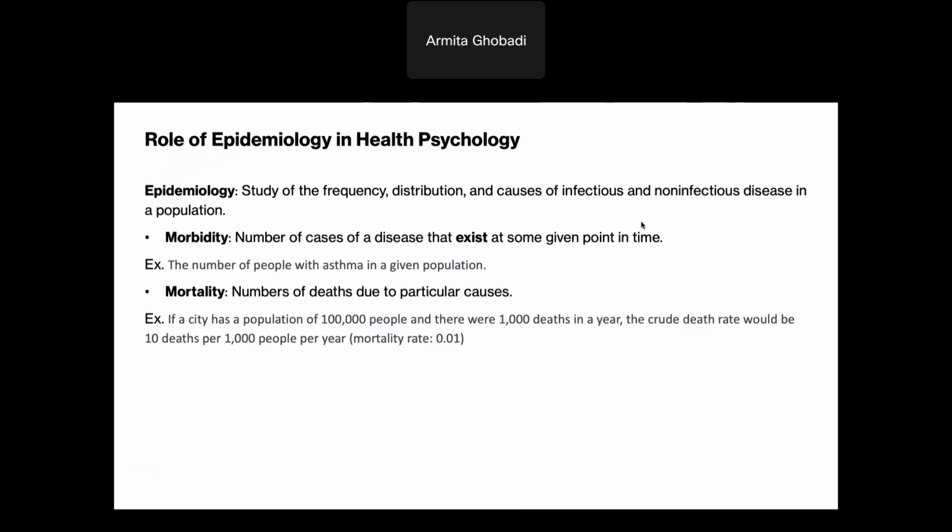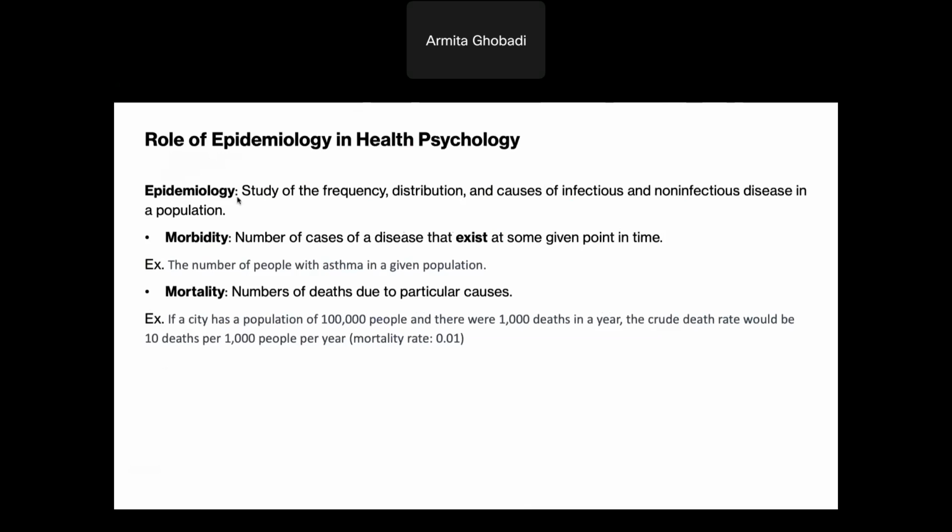So another way of studying, or the science of studying the frequency, distribution, and causes of infection, is epidemiology. So in epidemiology, we're going to look at a specific health condition or disease, and we're going to follow and observe the frequency, distribution, and cause of that specific health condition. When it comes to epidemiology, we're going to have two important concepts.